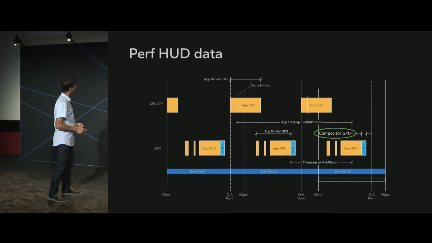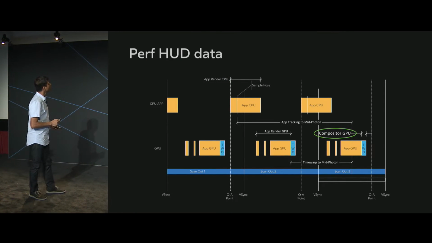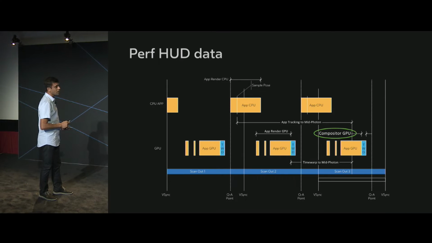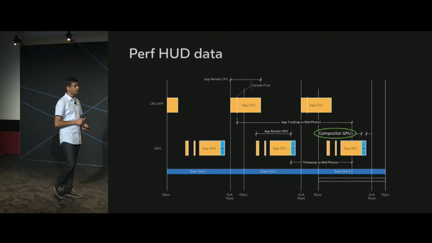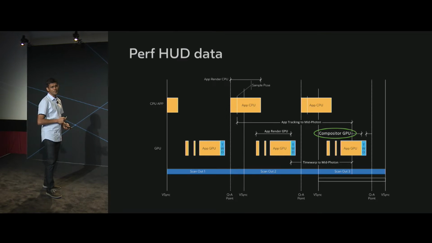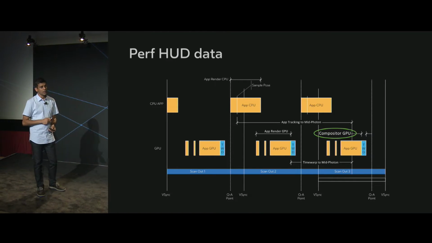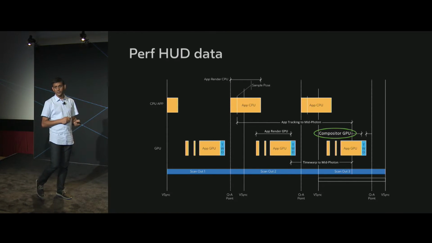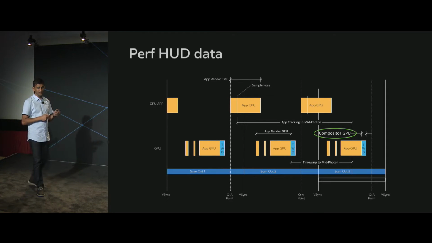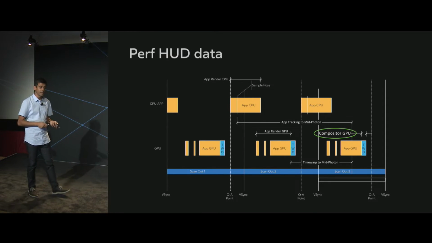And finally, we have the compositor GPU time, which basically shows you how long it took us to do the time warp and distortion work that the compositor does. And this is typically proportionate to the eye buffer resolution. It's proportionate to the kind of layers and other features that you've turned on for the compositor.